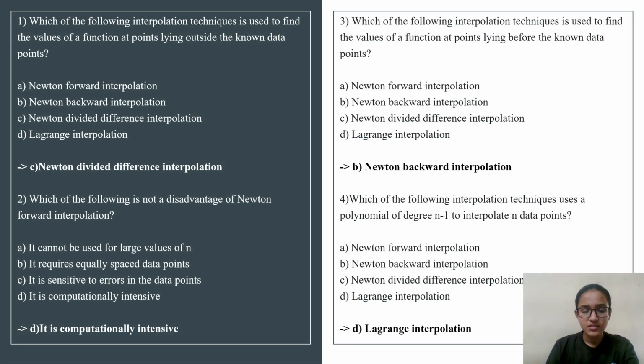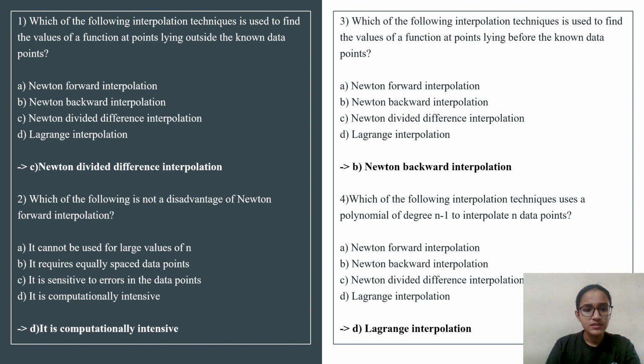The first question is, which of the following interpolation techniques is used to find the values of a function at points lying outside the known data points? For finding the value of a function outside the known data points, we will be using Newton's divided difference interpolation. So the correct answer will be Newton divided difference interpolation technique.